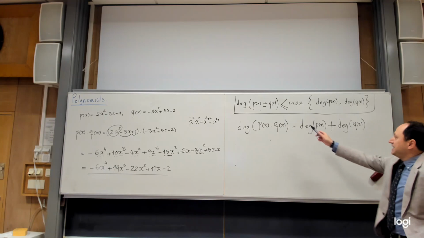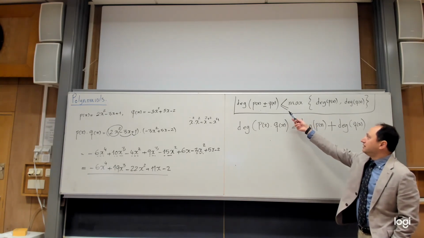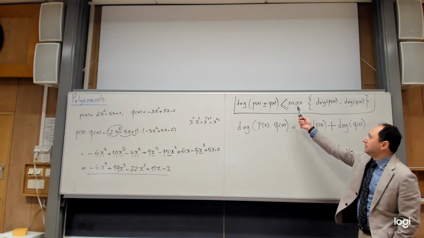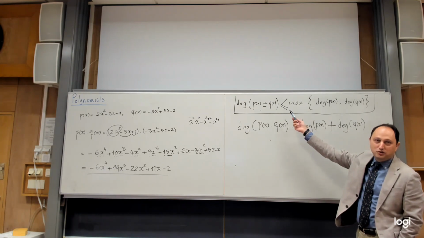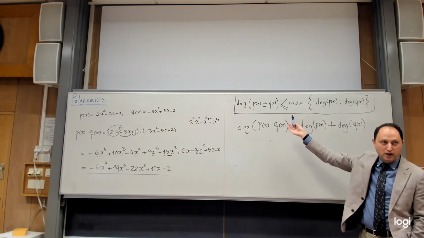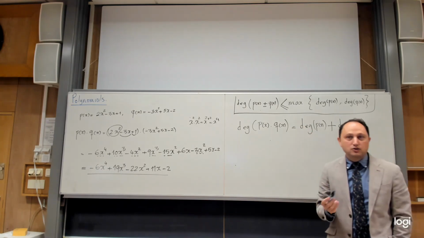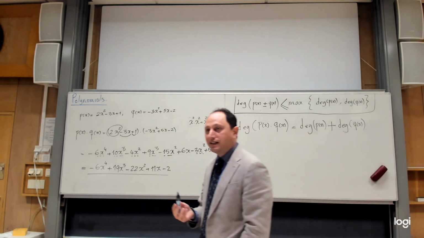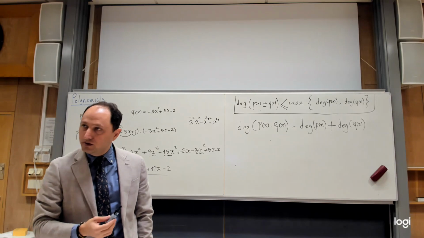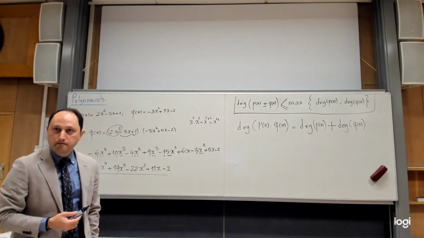So this is a little bit uncomfortable rule because it is not always equal. It's less than or sometimes equal. But this is a very good rule. If I want to ask you what is the degree of the product of two polynomials, that is the sum of the degrees of each polynomial individually. Yes? Okay.